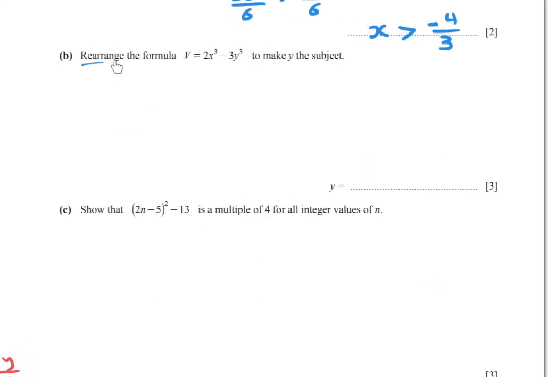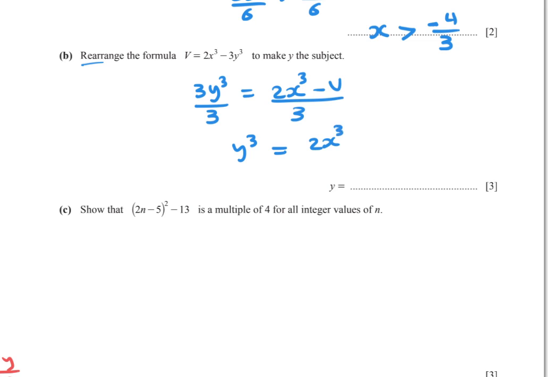B, rearrange the formula v equals 2x power 3 minus 3y power 3 to make y the subject. We can transpose negative 3y power 3 to the other side as positive, and v to the other side as negative. So you can write 3y power 3 equals 2x power 3 minus v. Now divide by 3. So y power 3 equals 2x power 3 minus v over 3. Now y is the cubic root of 2x power 3 minus v over 3.